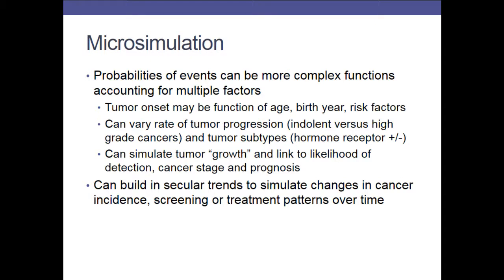So for example, if it's a cancer microsimulation model, you can make your tumor onset function be a function of age, birth year, and any relevant risk factors. You can also vary the rate of tumor progression so that some individuals in the model have low-grade or indolent tumors and others have high-grade tumors. Or you can have different tumor subtypes, so maybe some tumors are hormone receptor positive or negative. You can also simulate growth, quote unquote, of the tumor over time and link the size of the tumor to likelihood of detection, cancer stage, and prognosis. And finally, you can build in secular trends to simulate changes in cancer incidence, screening, or treatment patterns over time.